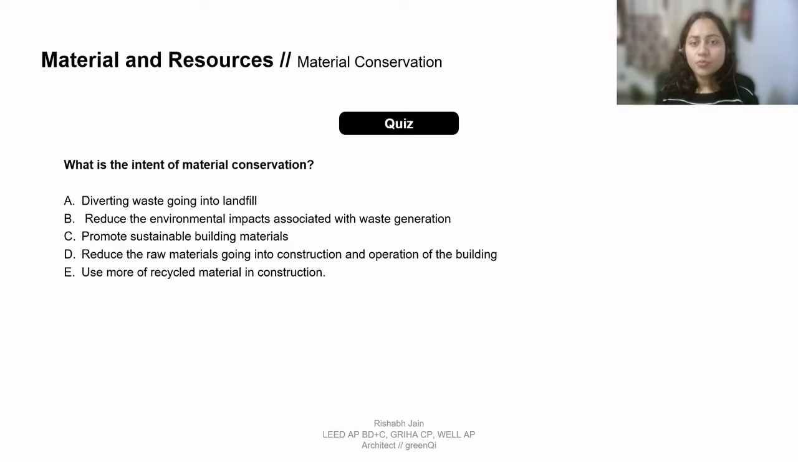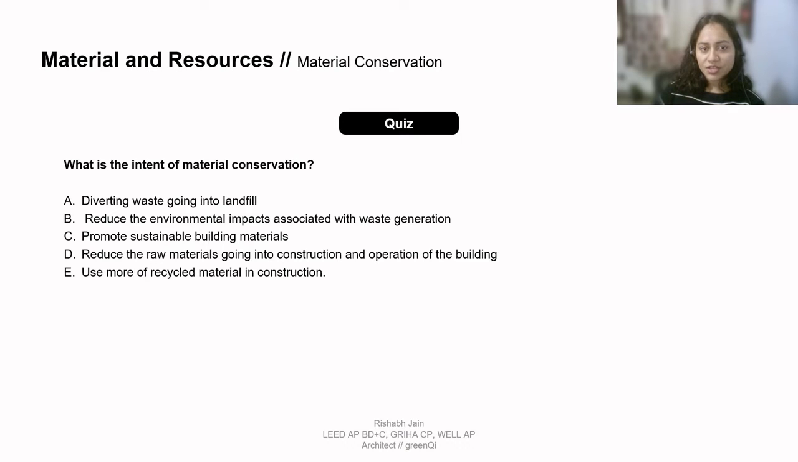Yeah, so before we move to the part where we will talk about the environment friendly materials, or environmentally preferred materials, let's have some questions. The first question is, what is the intent of material conservation? Option A, diverting waste going into landfill. Option B, reduce the environmental impacts associated with waste generation. Option C, promote sustainable building materials. Option D, reduce the raw materials going into construction and operation of the building. And option E, use more recycled material in construction. You can pause and read through and let me know your answer.